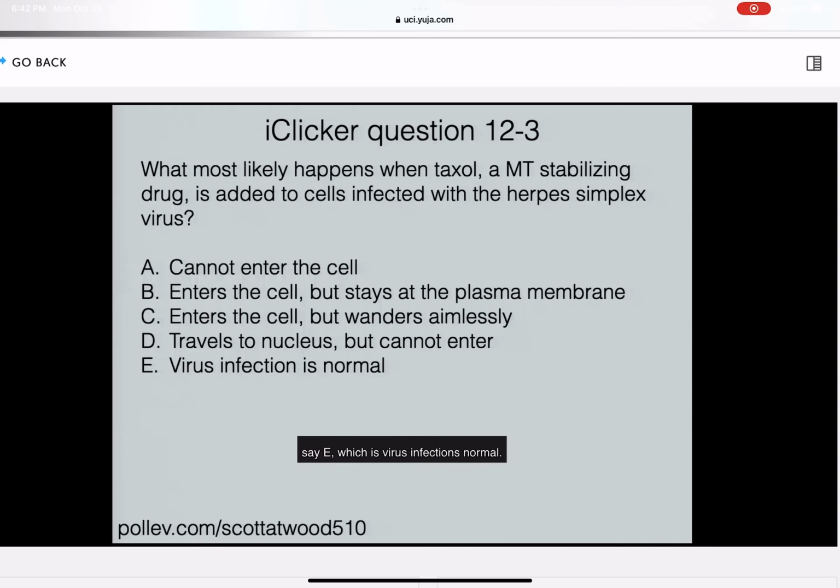Okay, so what you'll see is about 40%, 35% of you say E, which is virus infection is normal. 20 to 25% of you say C and B, which is enters the cell but stays at the plasma membrane, enters the cell but wanders aimlessly. Okay, so what do you think the correct answer is? Well, why don't you retake this, talk to your neighbor before you click in again, and then click in.